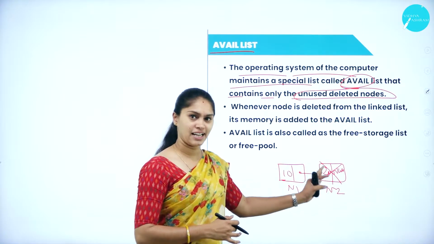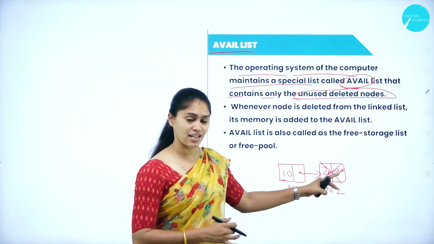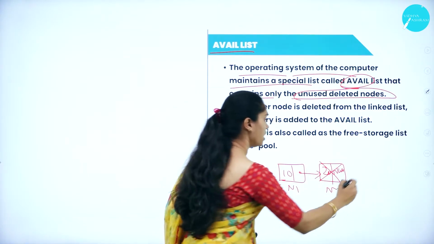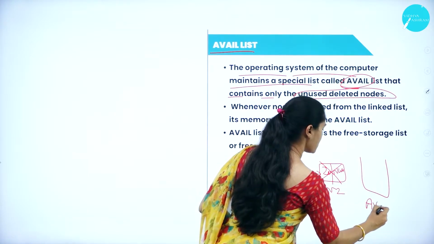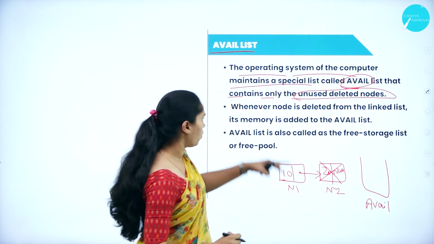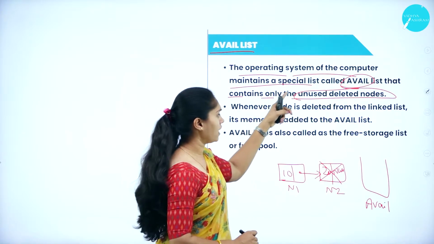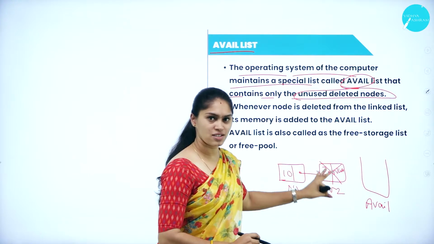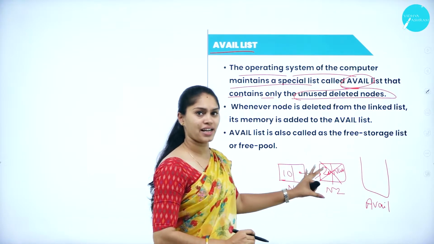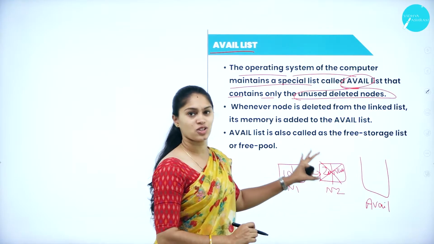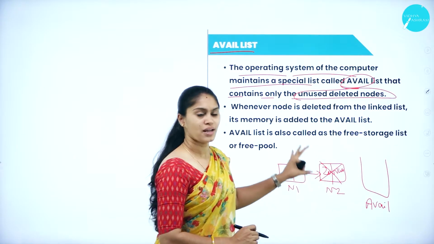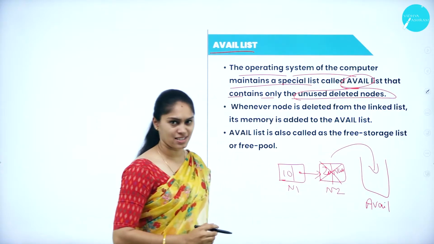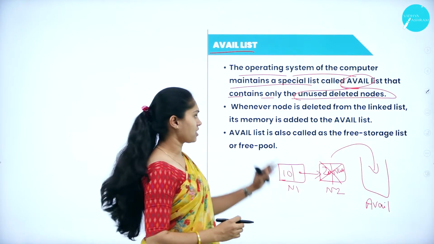So the deleted node's memory address or memory space will be present in the avail list. If you consider this as an avail list, it will hold, or contain, only unused deleted nodes. I have created it, but I am not using this node, but I have generated memory for this node 2, but I am not using it. Unused deleted nodes will be stored in the avail list. So that is the usage of this avail list.